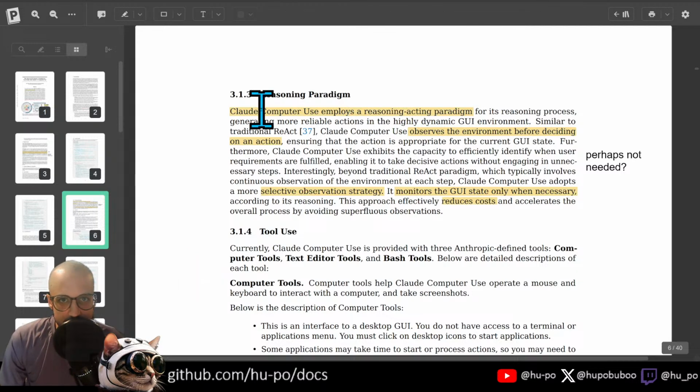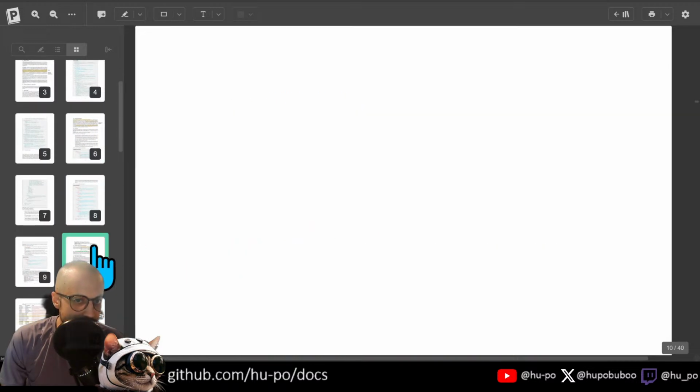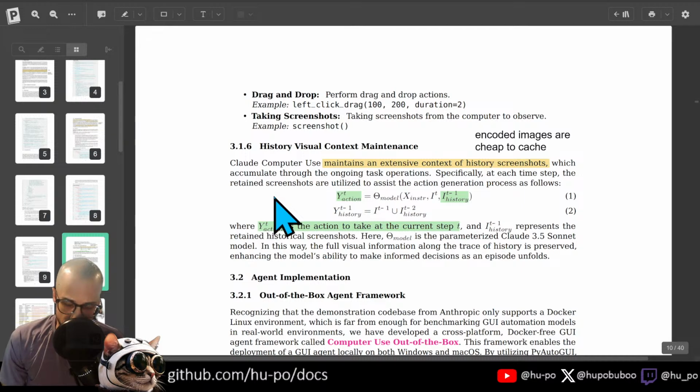Claude computer use employs a reasoning-acting paradigm. It observes the environment before deciding on an action. Selective observation strategy: it monitors the GUI state only when necessary to reduce cost. And then here's another. The Claude agent maintains an extensive context of history screenshots.